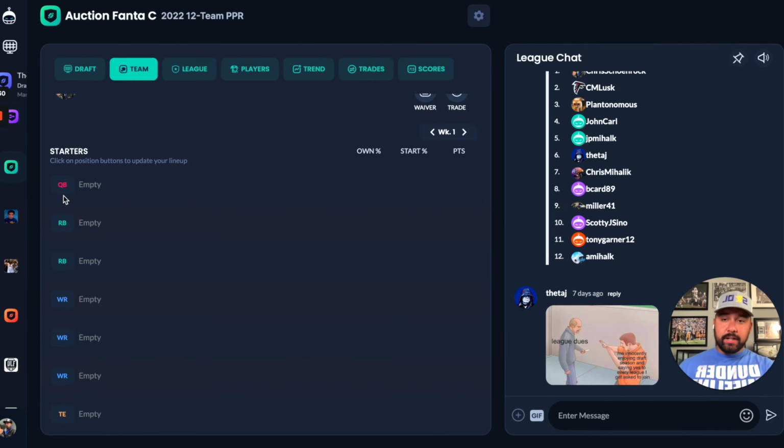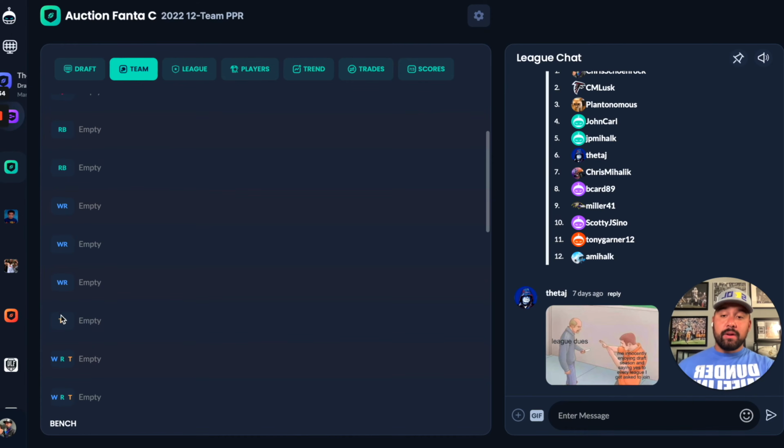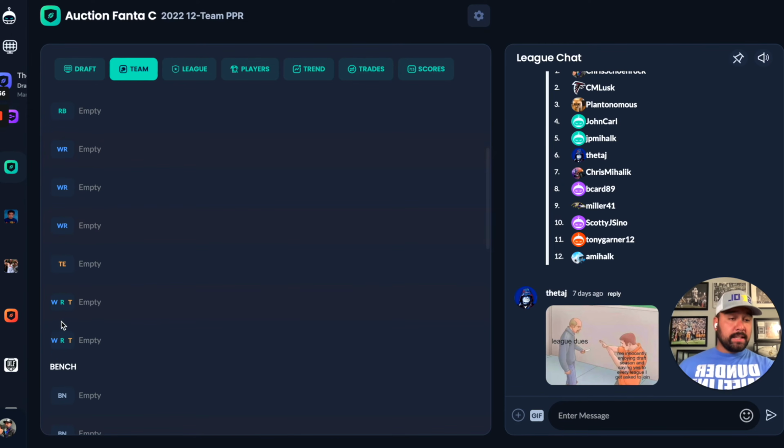Now, look at indicators here. We've got quarterback, we've got running back, we got wide receiver, we have tight end, we have WRT, or WRTQ, and in some leagues that might read as flex. If you got a flex spot, that is a wide receiver, running back, tight end. All right. If you have a super flex, that is wide receiver, running back, tight end, and quarterback.